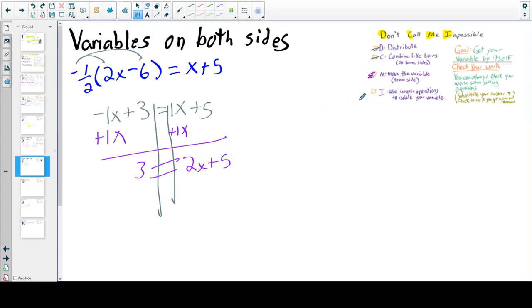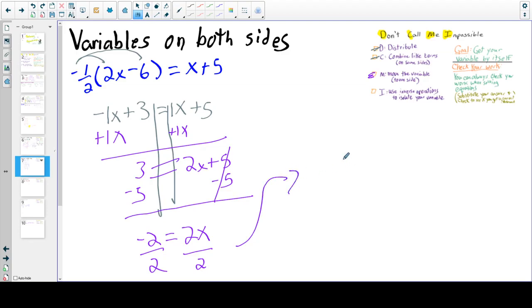Done that. Now I just need to use inverse operations. All right, so I can subtract 5 on both sides. And I'm left with 3 minus 5 is negative 2. Again, don't be a hero. Use your calculator. Bring down my 2x. That adds to 0. We're going to divide by 2 on both sides. And you're left with x equals negative 2 divided by 2 is negative 1.